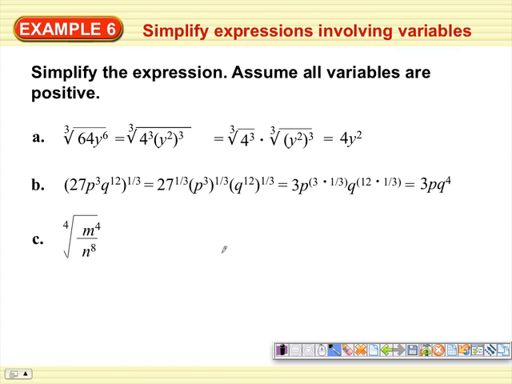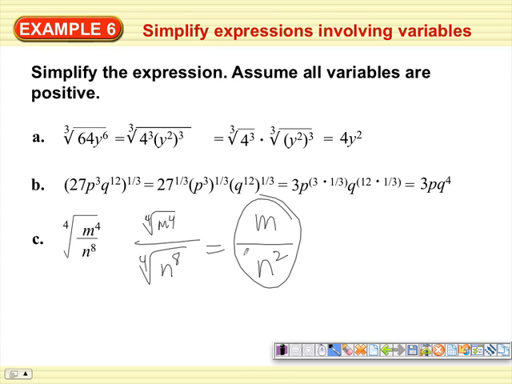Same thing. Too easy. Let's do it together. Let's break it apart. The 4th root of m to the 4th over the 4th root of n to the 8th. What's the top equal? m to the 1st. What's the bottom equal? n squared. Too easy. No work. 2 seconds. See if there's a harder one.